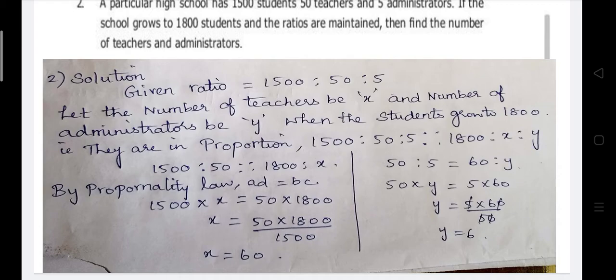In the same way you find out 50:5 is equal to 60:y. We know the teachers number, so you can have it as 60. 50:5 is equal to 60:y. 50 into y is equal to 5 into 60. That is product of extremes equal to product of means. Here also y is equal to 5 into 60/50. Cancel out, you will get y is equal to 6. That is, the number of administrators is 6 we got.